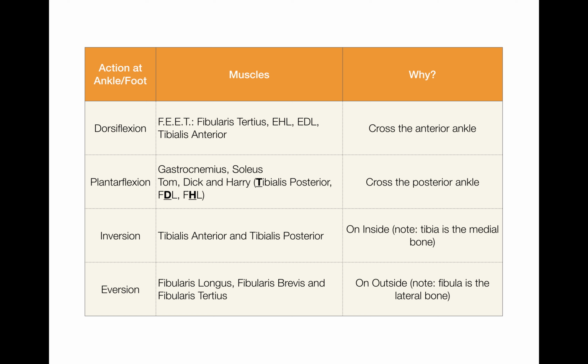That's inversion. Eversion, notice all of them have fibularis in the name because they're on the outside, adjacent to the fibula. Fibularis longus. Deep to that would be fibularis brevis. Both of those actually pass behind the fibula. If I were to rename them, I would rename them fibularis posterior longus and brevis, but we can't rename things. And then the one in front, or the third one, would be fibularis tertius.